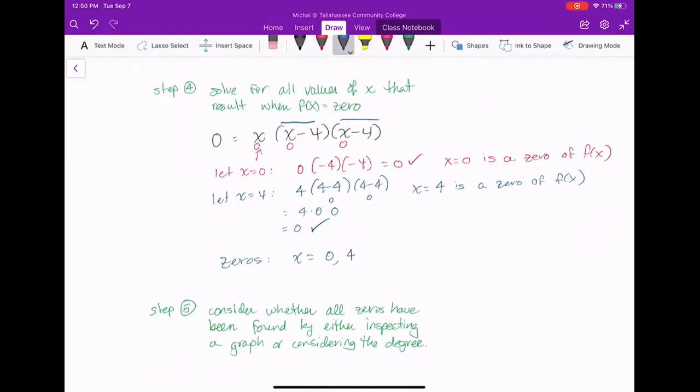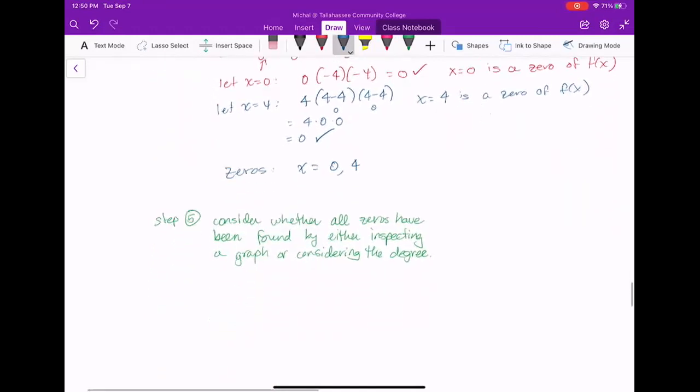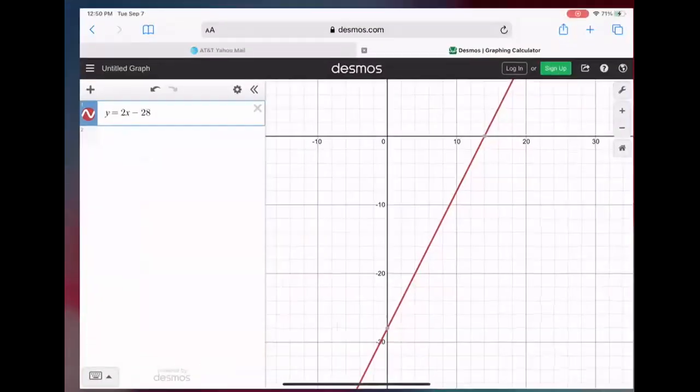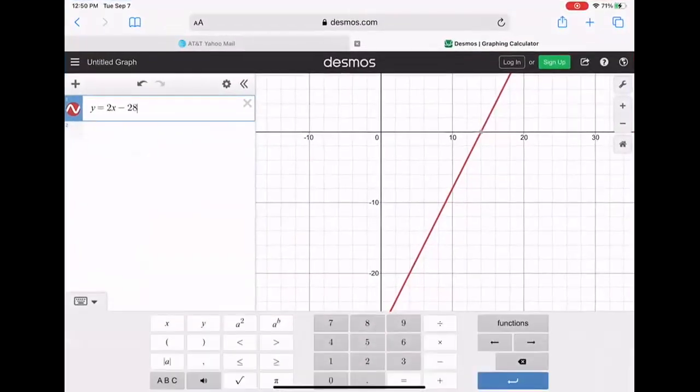And I want to consider whether this is all of the zeros. So I have already considered the fact that my degree was equal to 3. So I could have up to 3 zeros. And here I've only found 2. So I want to double check by looking at a graph. So let's go back to Desmos. And I'm going to enter in that equation.